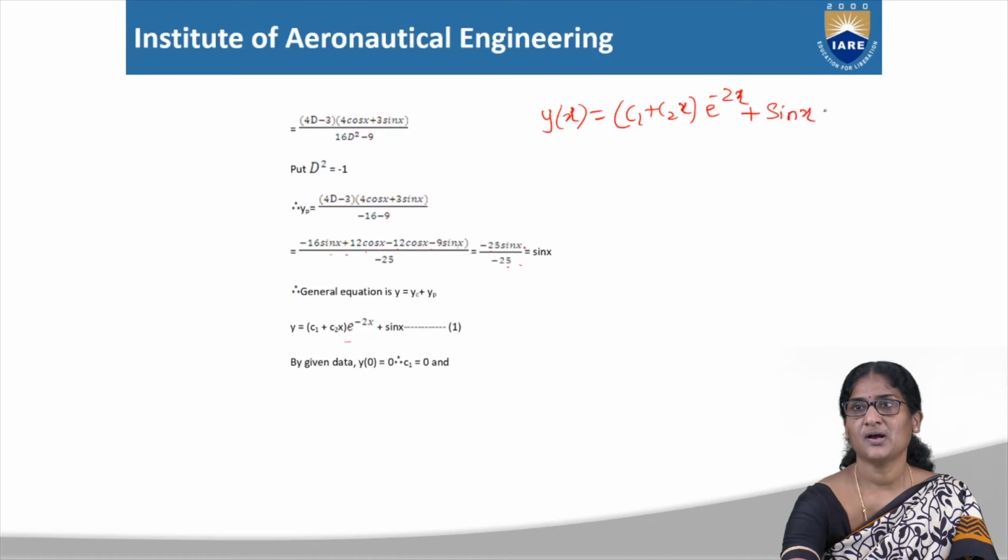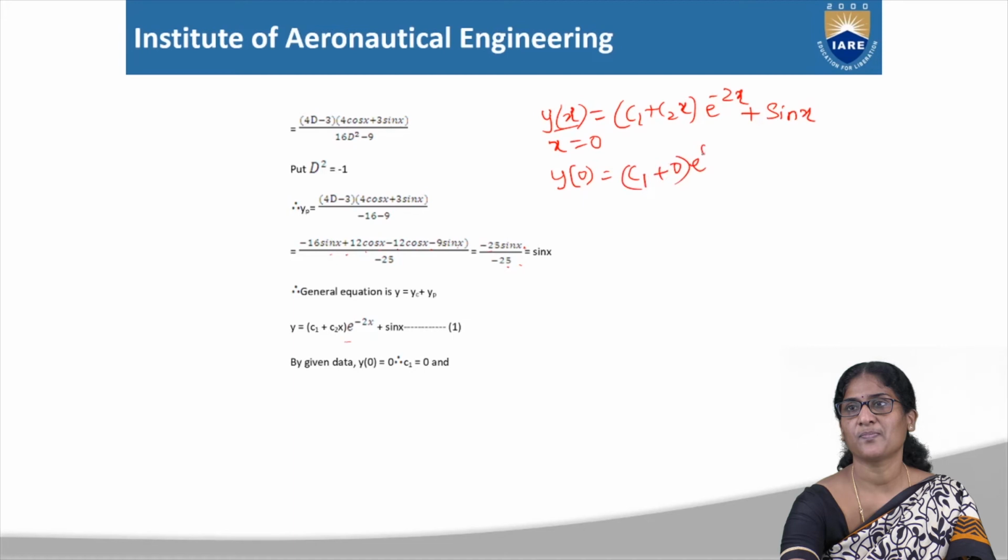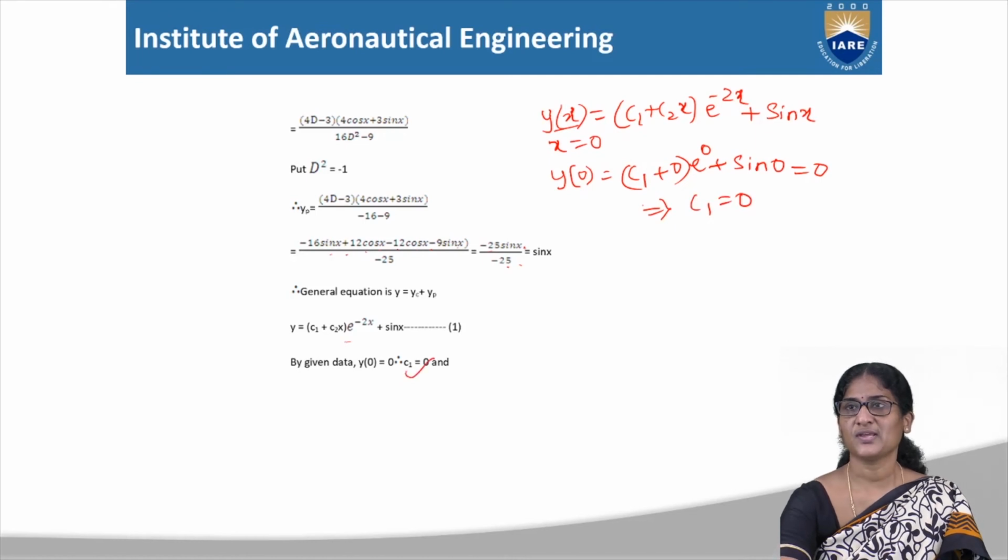Okay, so put x is equal to 0. So y of 0 is equal to c1 plus 0 into e power 0 plus sin 0. Sin 0 is 0. This value is given as 0 in the question. So that implies c1 is equal to 0. That is how we get the value c1 is equal to 0 in this case.